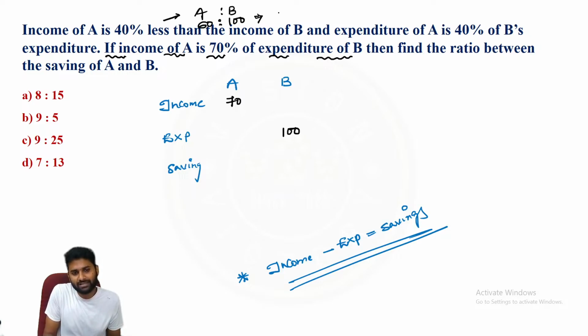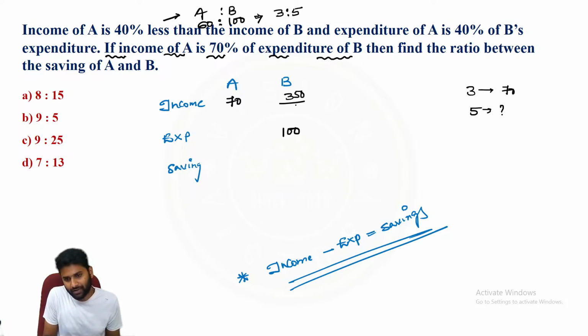See, after cancellation, you will get the ratio of 3 is to 5. Now see, if 3 becomes 70, then what does 5 become? Then you will get B's value. So here cross multiply them. After cross multiplication, you will get 350 by 3. Now you will get B's income. Now see, then the expenditure of A is 40% of B's expenditure.